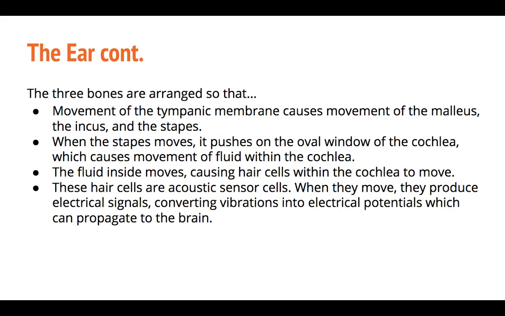The three bones are arranged such that the movement of the tympanic membrane causes movement of the malleus, incus, and the stapes. When the stapes moves, it pushes on the oval window of the cochlea, which causes movement of fluid within the cochlea. As the fluid moves, small hair cells within the cochlea called cilia fibers will move. Now these hair cells are the acoustic sensor cells. When they move, they produce electrical signals, converting the vibrations in the fluid within the cochlea into electrical potentials which can propagate to the brain as nerve messages.